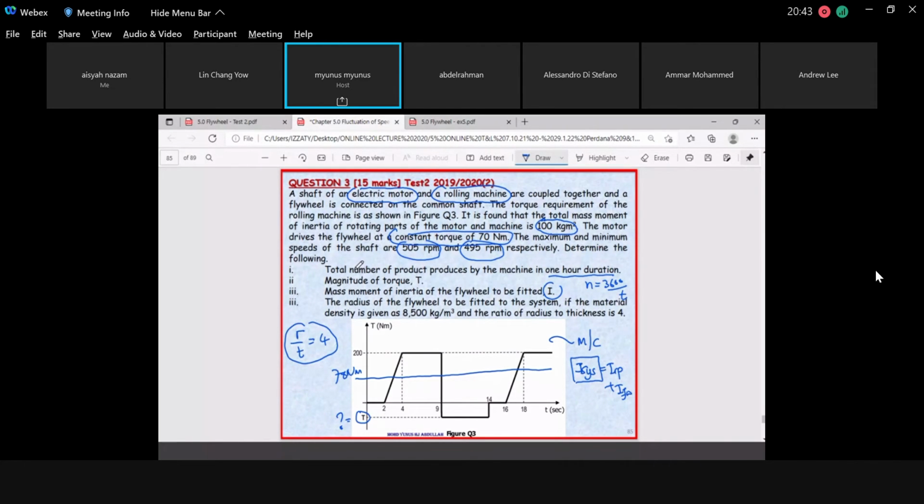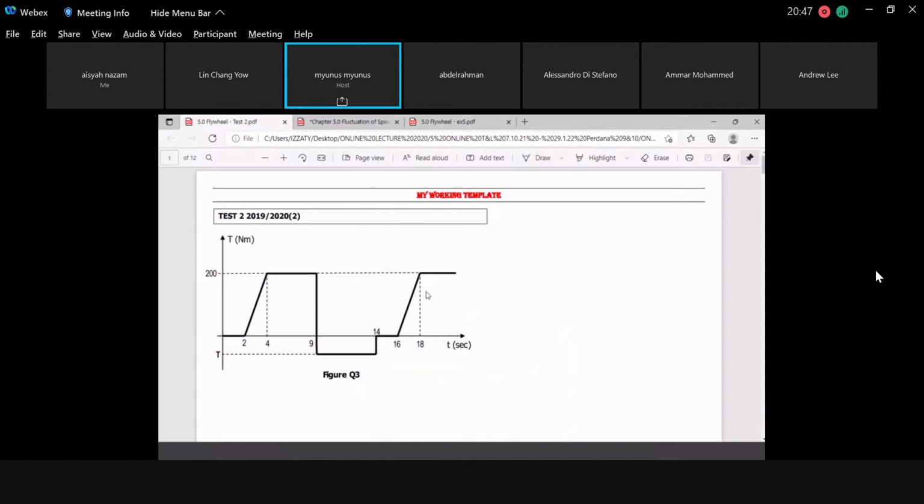The total number of products produced by the machine in 1 hour. So now we go back here. We are going to look for N. N is equal to 3,600 divided by t. We do not know what t will be. This t must be in one cycle.